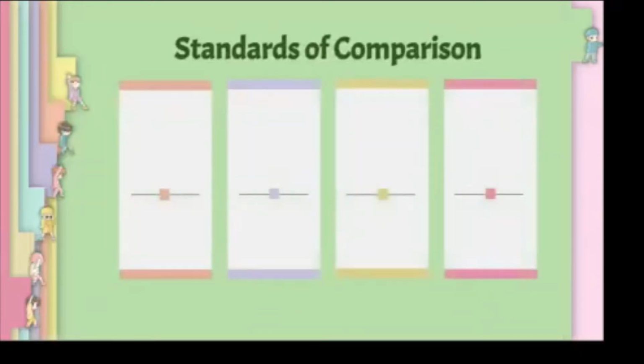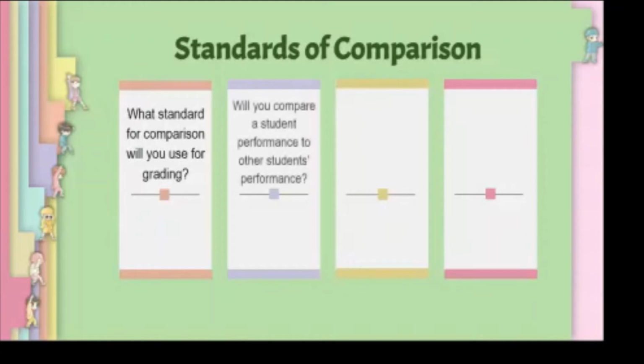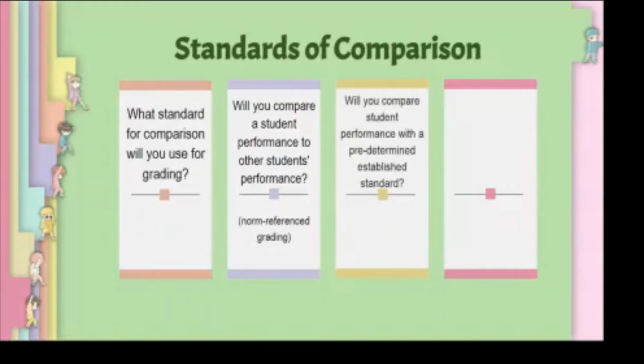So the standards of comparison. In relation to the standards of comparison, the following questions are asked. First, what standard for comparison will you use for grading? Second, will you compare student performance to other students' performance, which is the norm reference grading? Third, will you compare student performance with the predetermined established standard, which is the criterion reference grading?